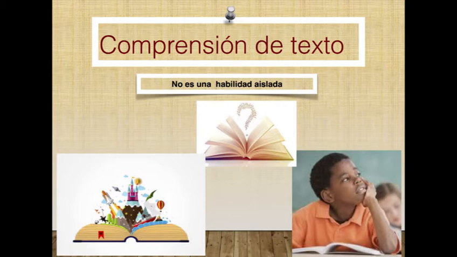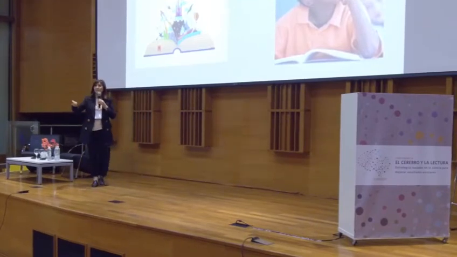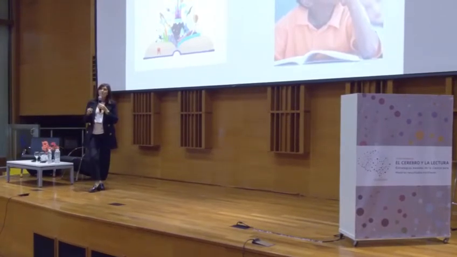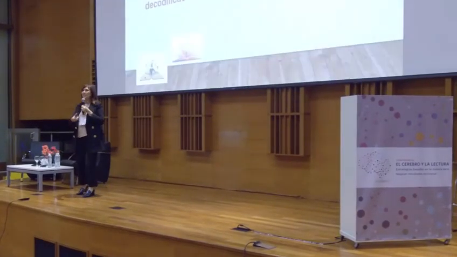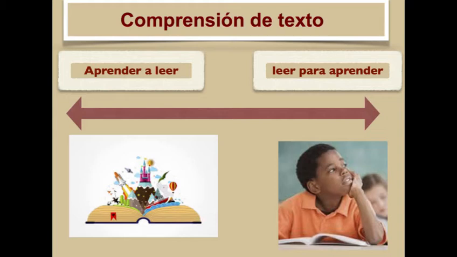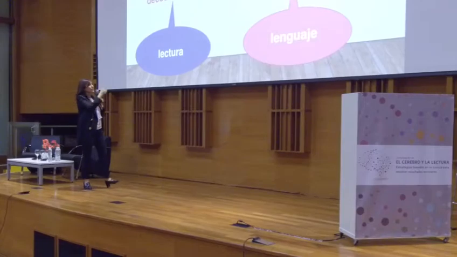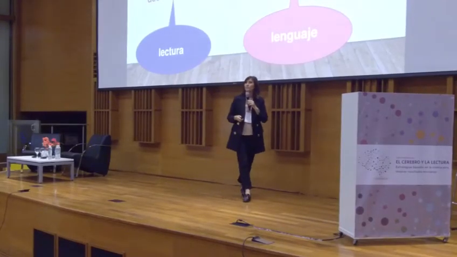One learns how to read and then you read to learn. I start with mama, papa, and I have to understand this, and only then I'll be able to read a text. The simplest model of understanding reading comprehension is this one. He can understand D and C. D is decoding, and C is listening comprehension or verbal comprehension.